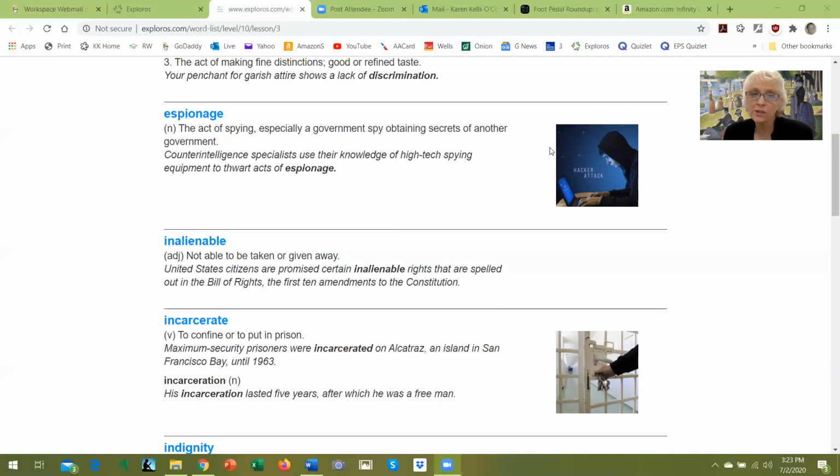To incarcerate is to put in prison or to confine. Maximum security prisoners were incarcerated on Alcatraz, an island in San Francisco Bay, till 1963. Incarceration as a noun, his incarceration, his time in jail, lasted 5 years, after which he was a free man.